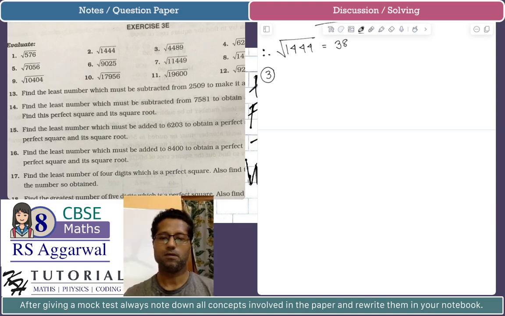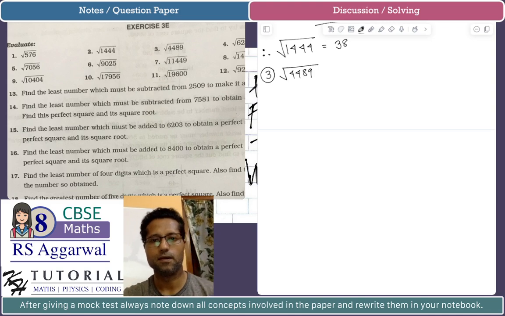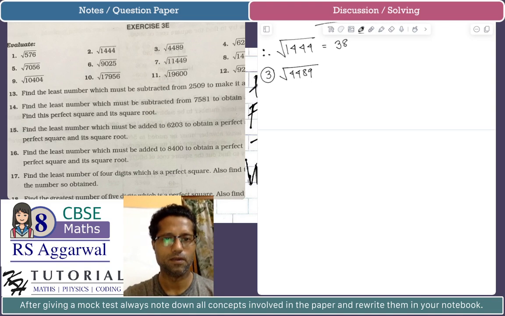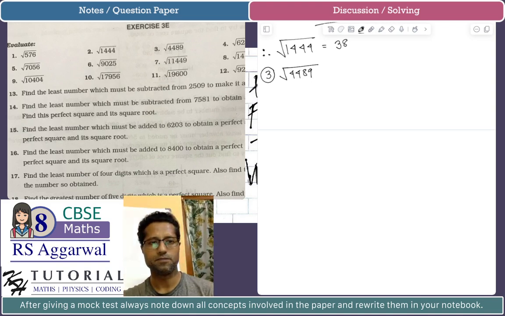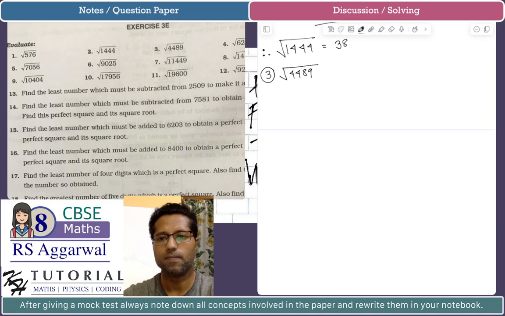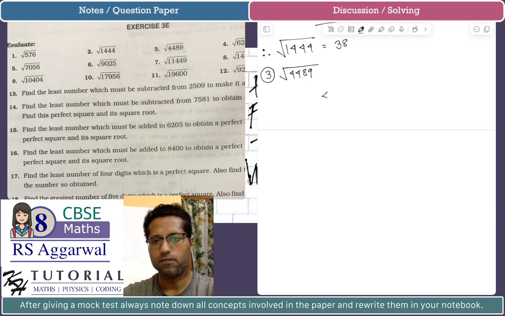Problem number 3 is square root of 4489. Let me do this one, then I will pick up a 5-digit number next. Okay, so we have 4489. This is the given number, which is actually a perfect square.